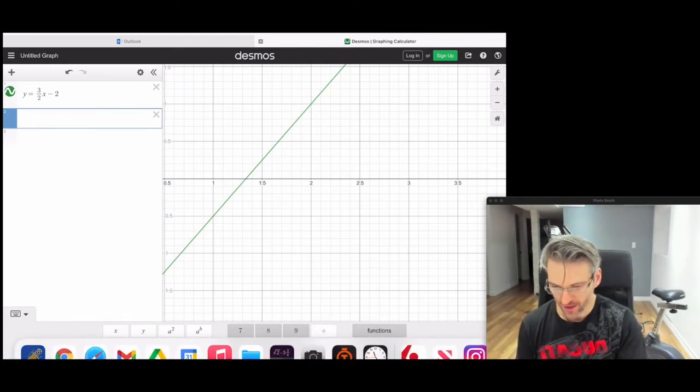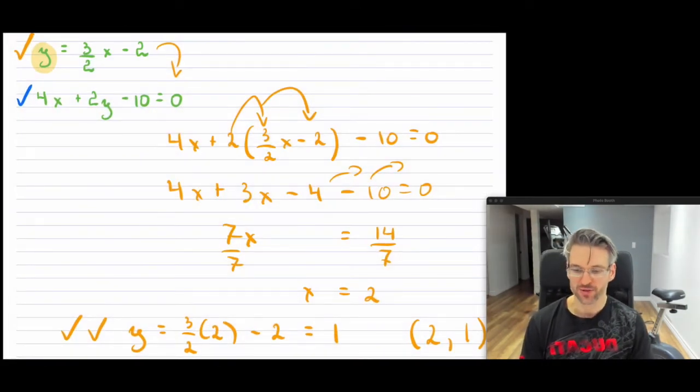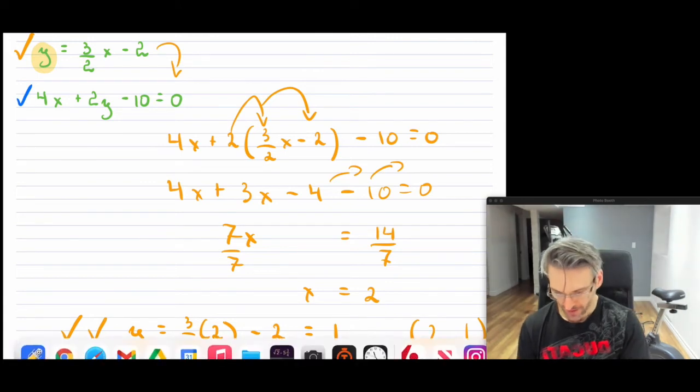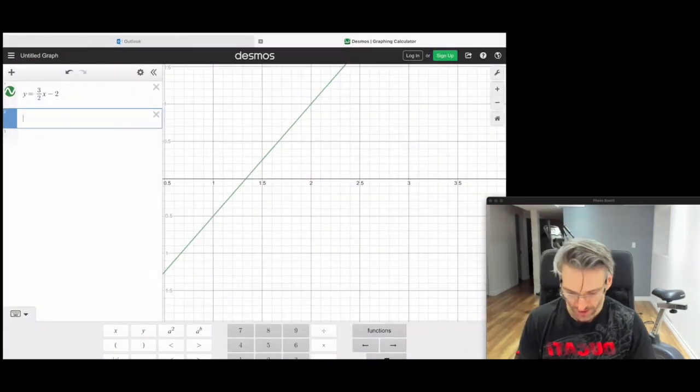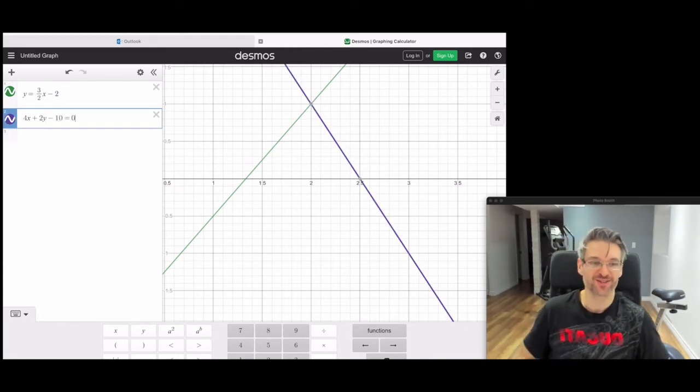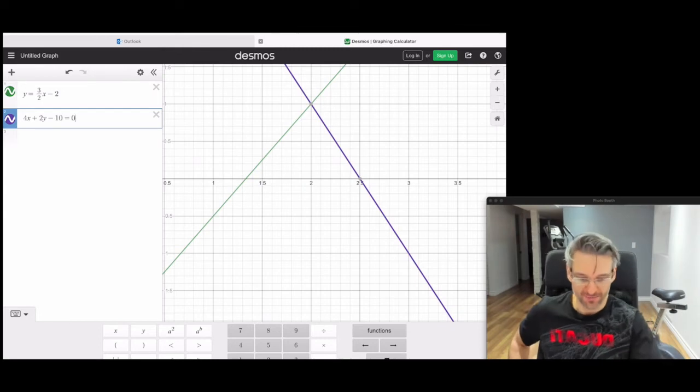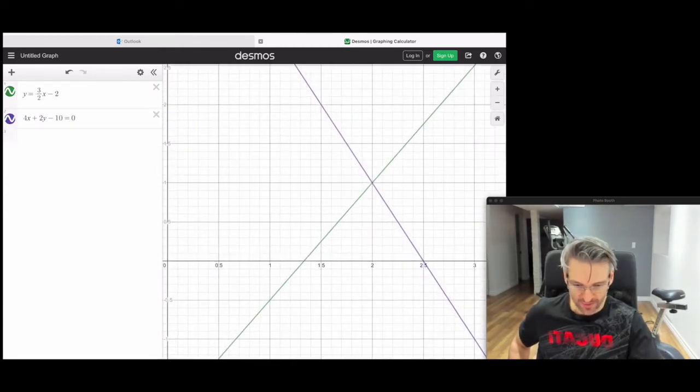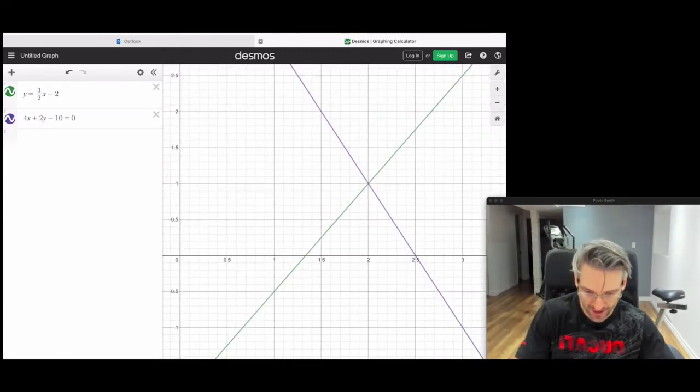And then the other line, 4x plus 2y minus 10. I'm so worried I'm going to forget these things. It's kind of crazy how my mind is when I'm making these videos. My memory is not the greatest. I don't know why that is.